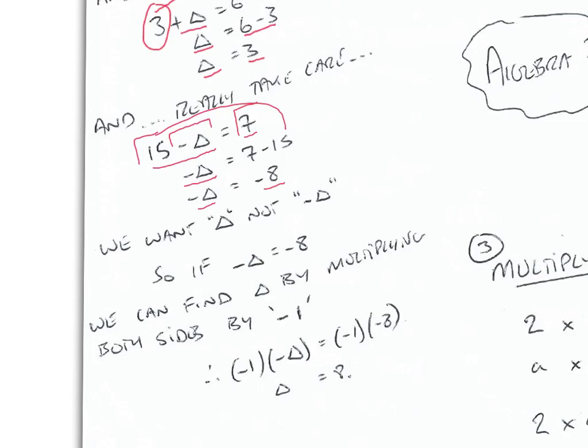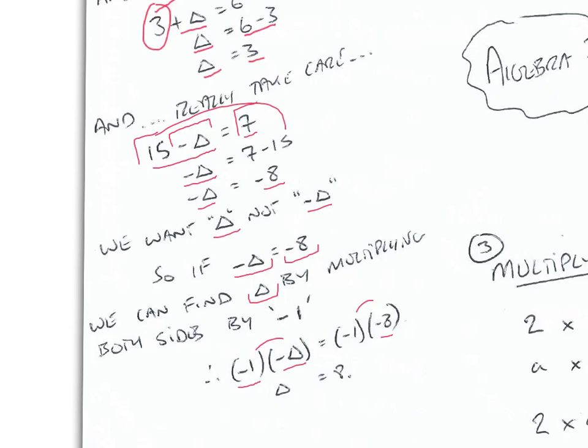But we're not looking to find the value of minus the symbol or the triangle. We want to find the value of the triangle, the positive value, not the negative value. So if we end up in a situation where we have minus the symbol we're looking for equal to a number, in this case minus 8, then we can find the value of the symbol itself, the positive value, by simply multiplying both sides of the equation by minus 1. So this is a rule in algebra that we can use every time, whereby we multiply the minus symbol sign by the minus 1, and we multiply our minus 8 by minus 1 as well.